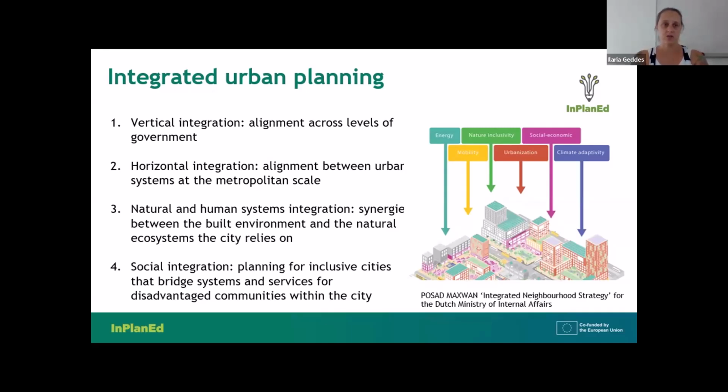The fourth characteristic is natural and human systems integration. So this really refers to the synergies between the built environment and the natural ecosystems within which cities are embedded. And finally, social integration, which refers to planning for inclusive cities, which we have discussed last week. And this is about bridging city systems and services for those who are most in need, so the lower income groups, marginal groups, with the city as a whole. So this is the whole idea of the integrated neighborhood strategy, it is about balancing all these aspects.